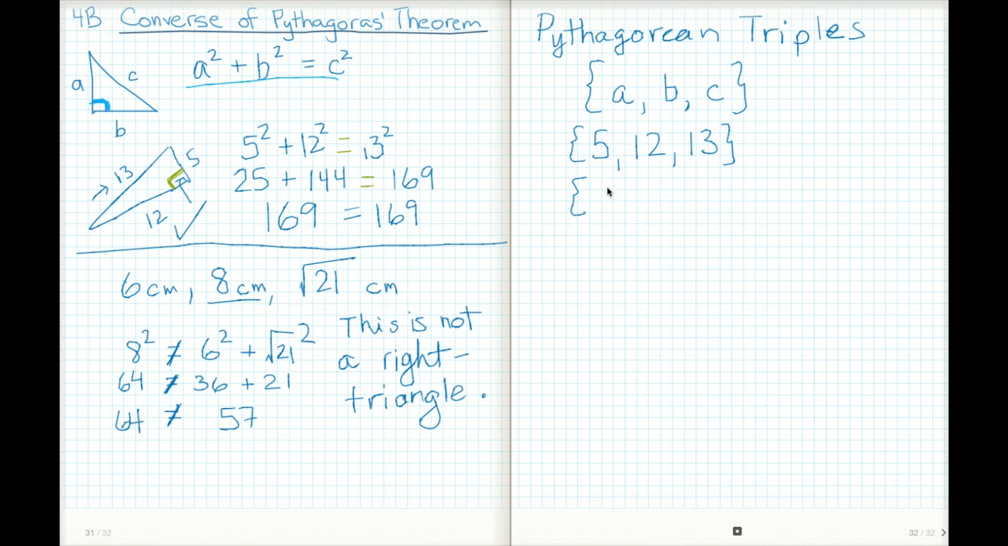Another really common one is 3, 4, 5. 3, 4, 5 also satisfies the Pythagorean theorem. If I take 3 squared plus 4 squared, I get 9 plus 16, and 9 plus 16 equals 25, which is the same as 5 squared. So that's another Pythagorean triple. And in section 4b.2, you are going to be examining sets of 3 numbers and checking to see if they are Pythagorean triples or not.